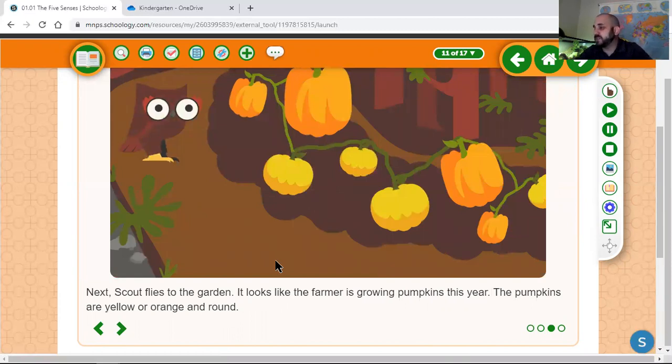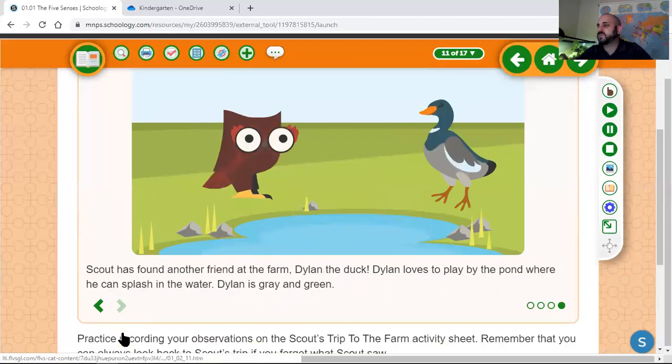Next, Scout flies to the garden. It looks like the farmer is growing pumpkins this year. The pumpkins are yellow or orange and round. Scout has found another friend at the farm, Dylan the duck. Dylan loves to play by the pond where he can splash in the water. Dylan is gray and green.